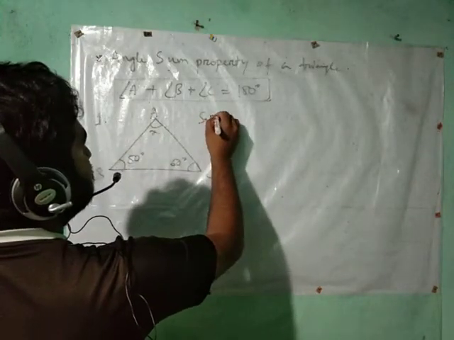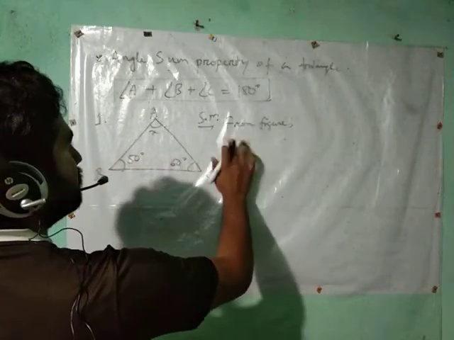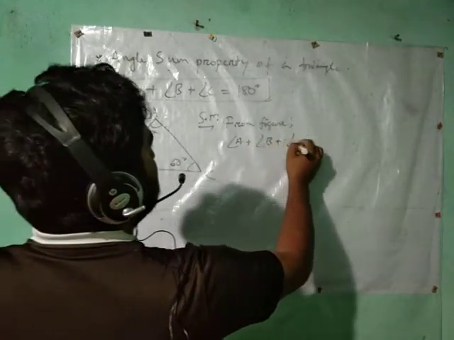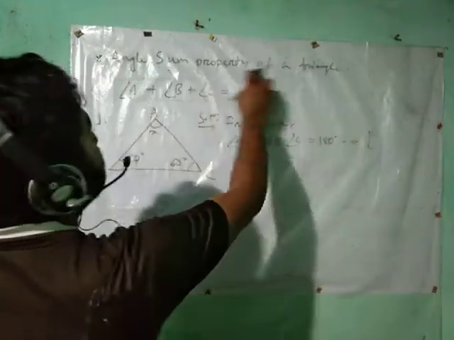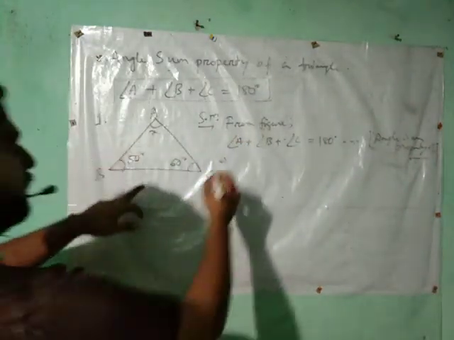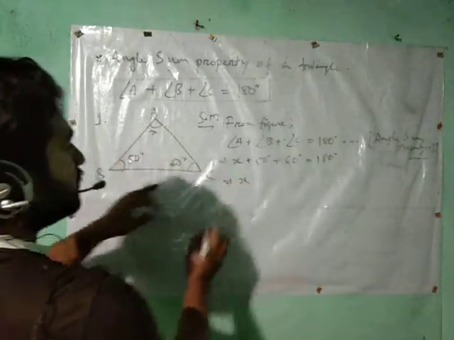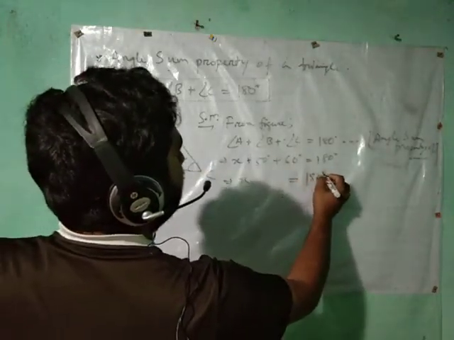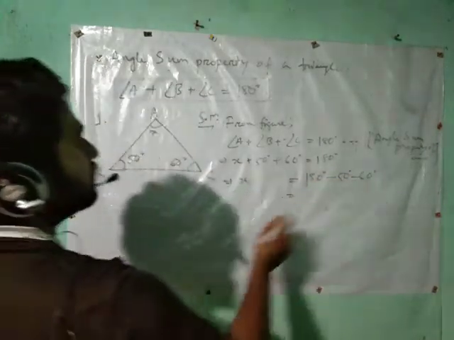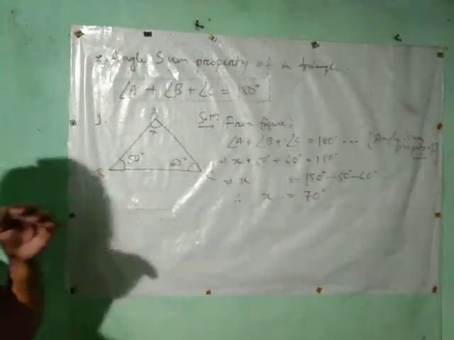Now the solution will be: from the figure, angle A plus angle B plus angle C equals 180 degrees. How did you get this? You have to write: angle sum property of a triangle. Understood? Now put the values of the angles: x, 50 degrees, 60 degrees, equals 180 degrees. Transpose all of them to the right hand side, so they will become minus. Now if you calculate this, you will get 70 degrees. Therefore x equals 70 degrees. So this will be your answer.